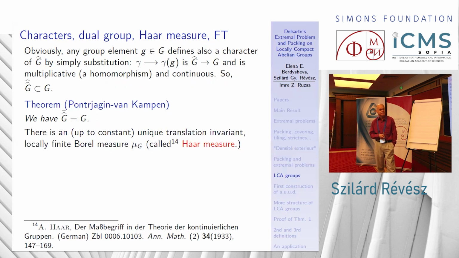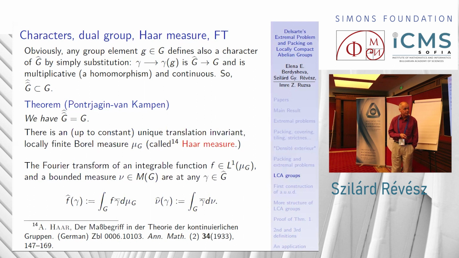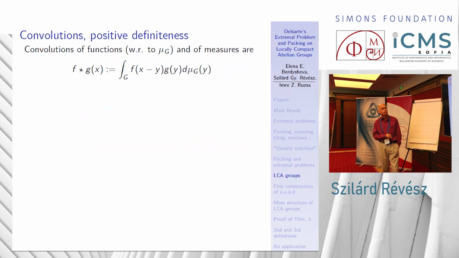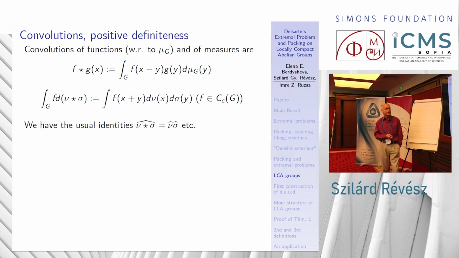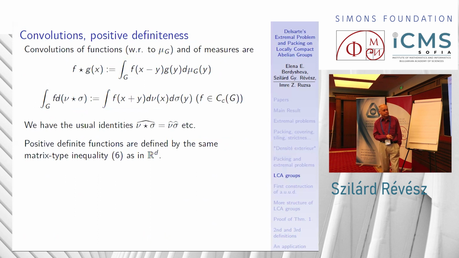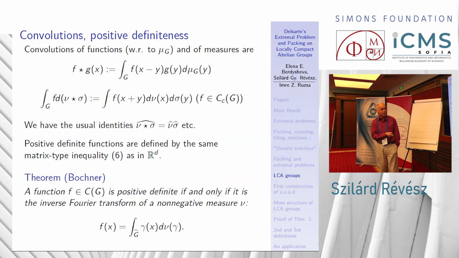The main issue is that there exists a translation invariant Haar measure. And with that Haar measure, you can, of course, define a lot of things like the Fourier transform or convolution, even convolution of measures. And you have Plancherel type identities. And you can define positive definite functions by the same positive definiteness of n by n matrices formed by elements x_m minus x_n. So it's no problem. And you can characterize the positive definite functions by Bochner's theorem the same way as it's known in the classical case. Any positive definite continuous function is just the inverse Fourier transform of a non-negative measure living on the dual group.